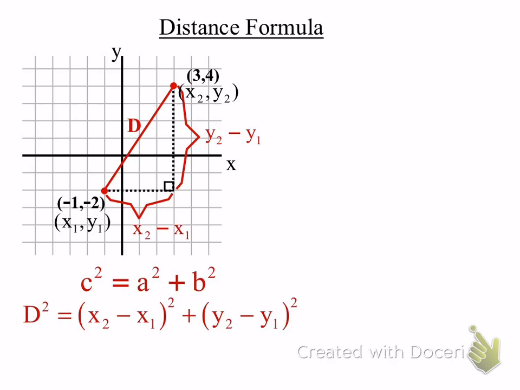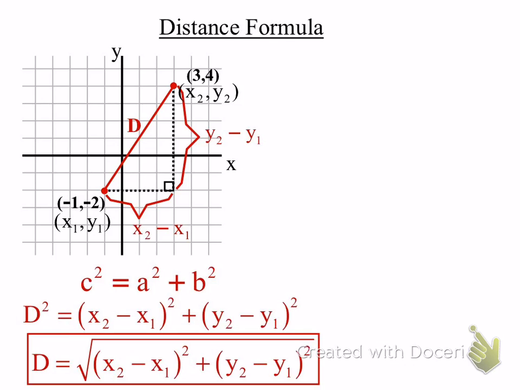Yes. So now, I like all that, but it's giving me d squared, and I want d. So how could I find d? Yep. Yeah, we're going to root both sides. And therein is our distance formula. Distance is equal to the square root of the difference of the x's squared, plus the difference of the y's squared.